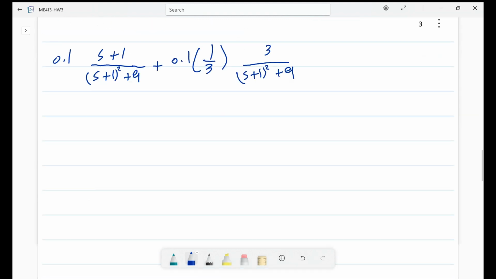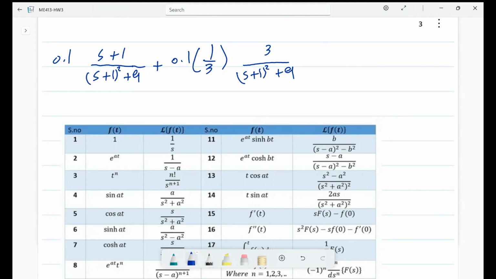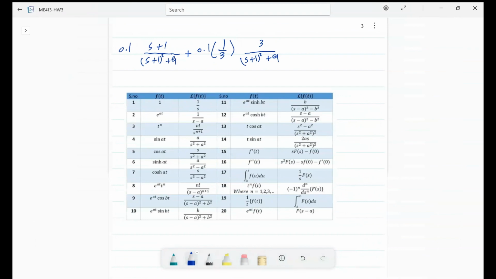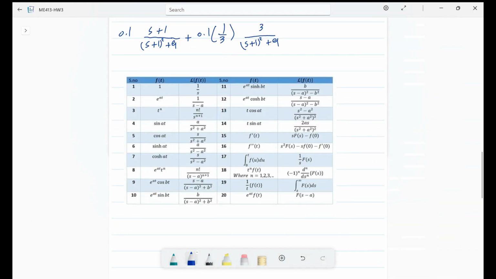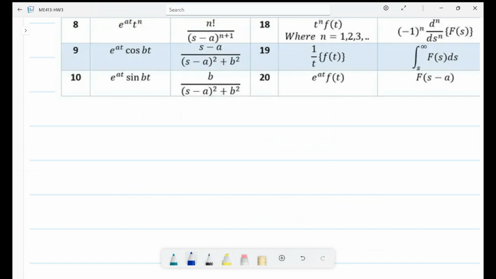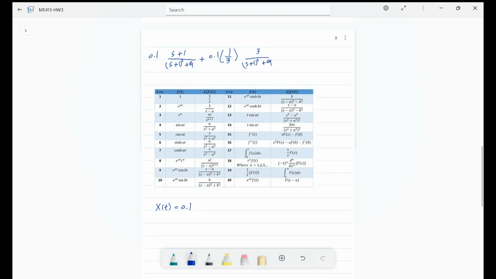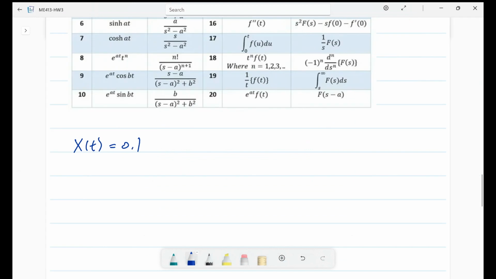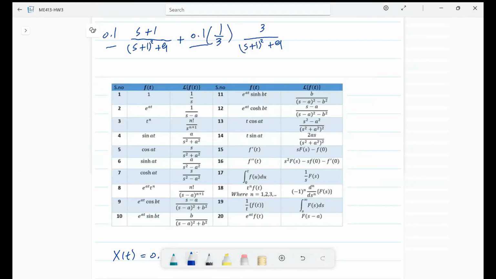Let's have our Laplace table back. So this is our Laplace table, and as you can see, we have some similarities here and here, and also some similarities here and here. So we can say that we already solved it. Let me first write this down. Our x of t will be, I will just take 0.1 as a common factor, because as you can see we have it in both terms. And for this one, our a is 1 and our b is 3.